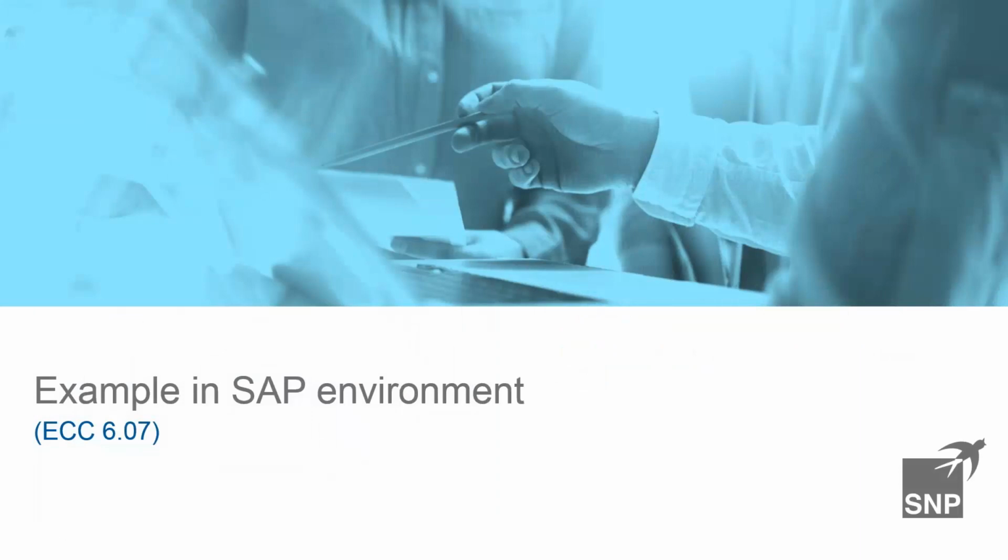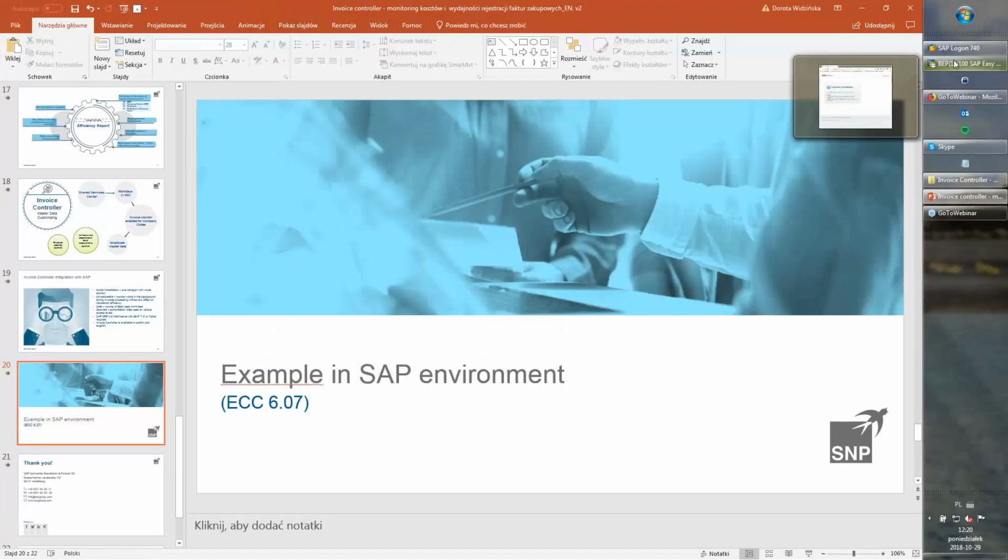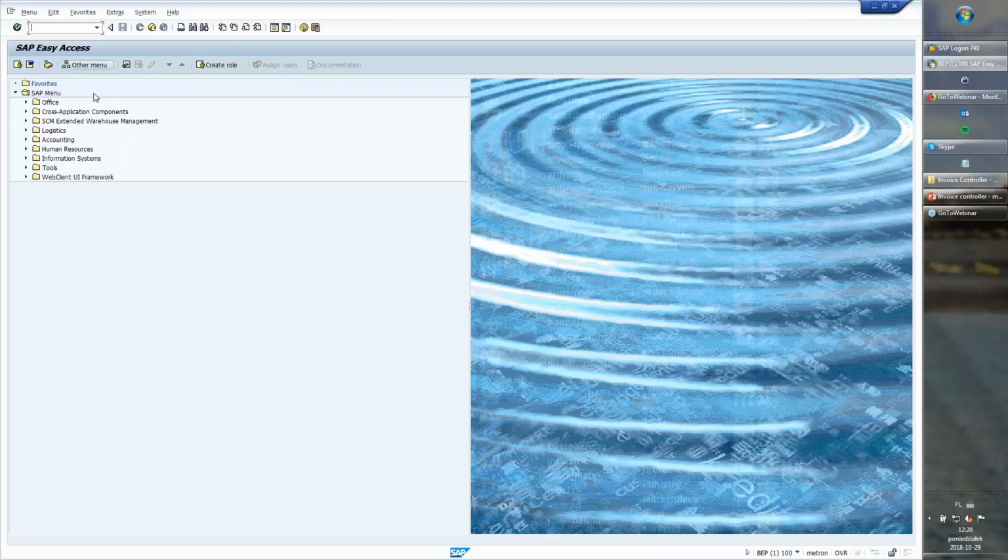Now, let's start with actual examples in the demo system. Let me go to the SAP system. To display the main menu of Invoice Controller, the transaction tree, actually, the comment visible on the screen needs to be put. This is the tree of possible transactions divided into three main sections: application customizing, employee master data, and efficiency analysis.